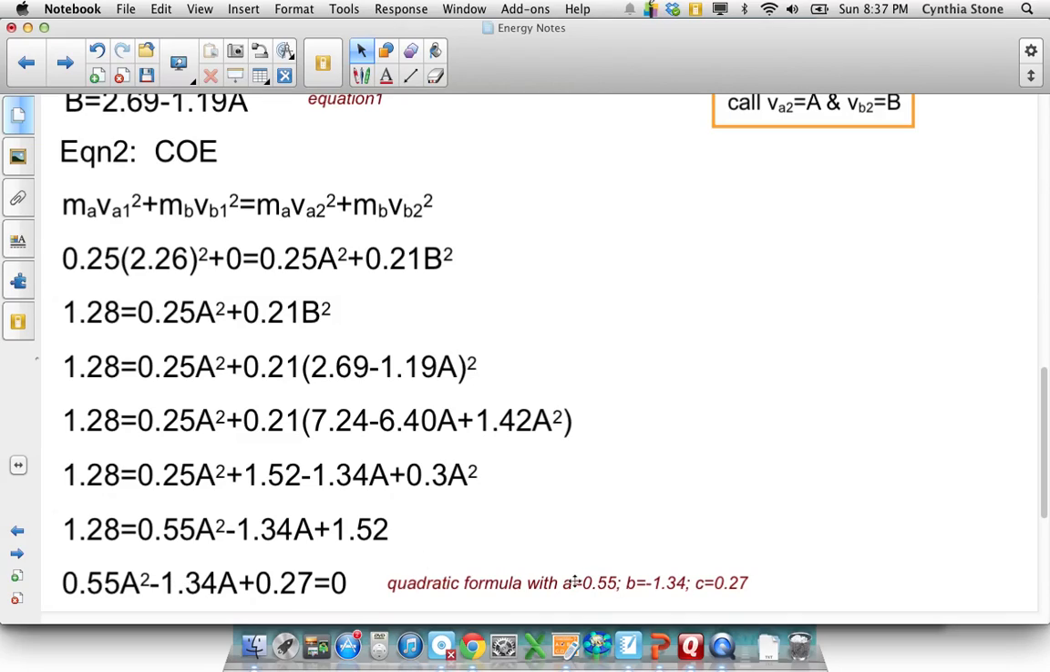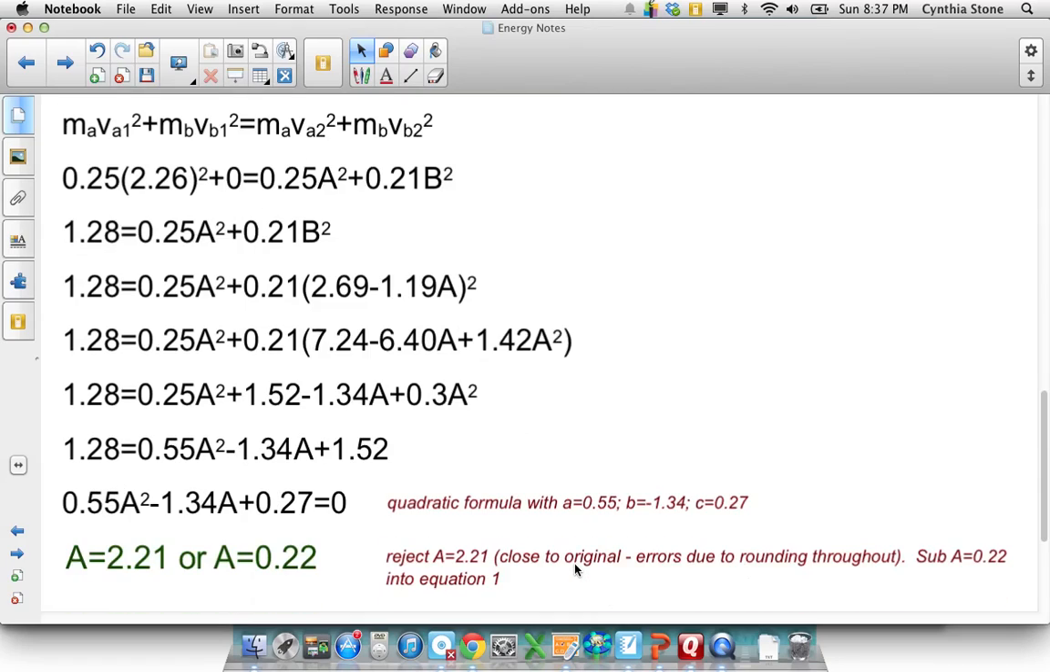I showed you to use the website. You can do that on your own if you want to, but you should solve for A using the quadratic formula, and you get 2.21 or 0.22. So now, just a little food for thought, I got 2.26 before. They're not the same. Did that mean I screwed up?